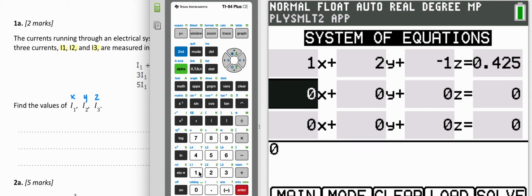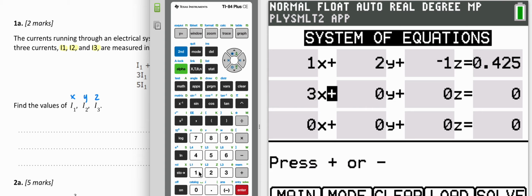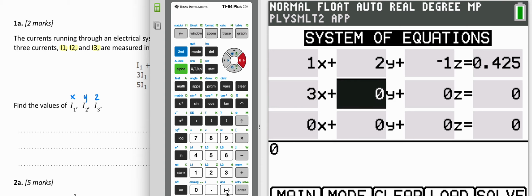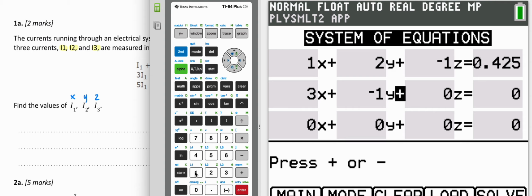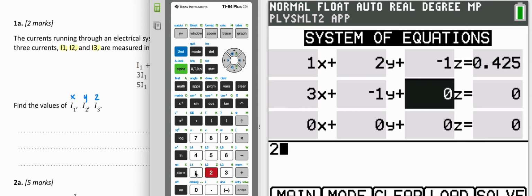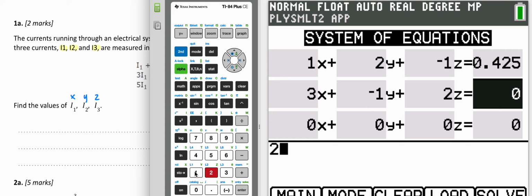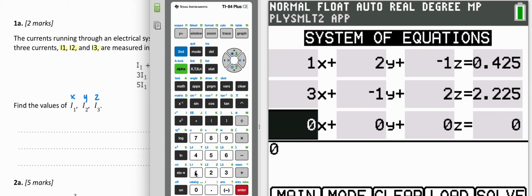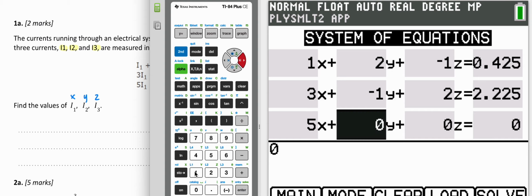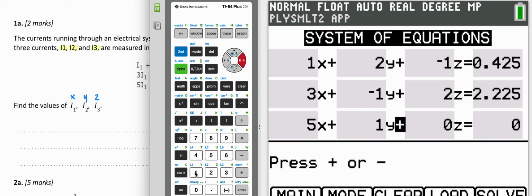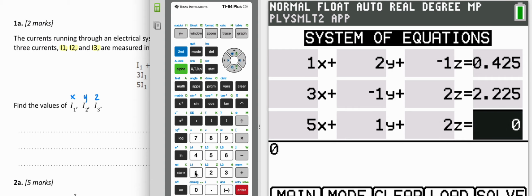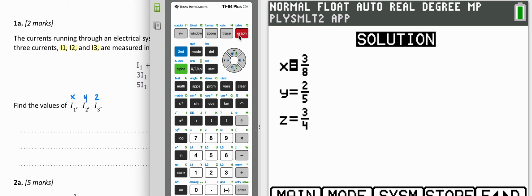And that's equal to 0.425. And then the next one is 3, -1, 2, and that's equal to 2.225. And then the last one is 5, 1, and 2, and that's equal to 3.775. And now we're just going to click on solve, and the button under that is graph, and that tells me my answers.